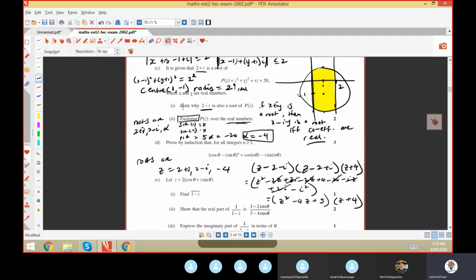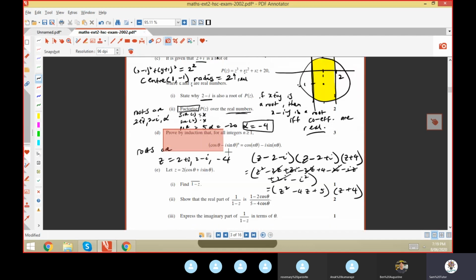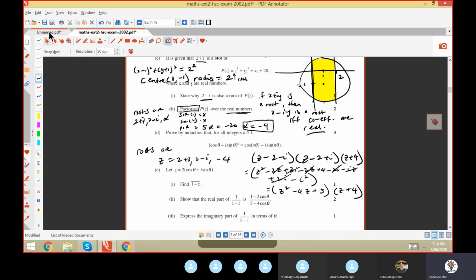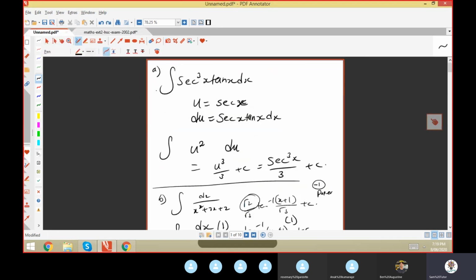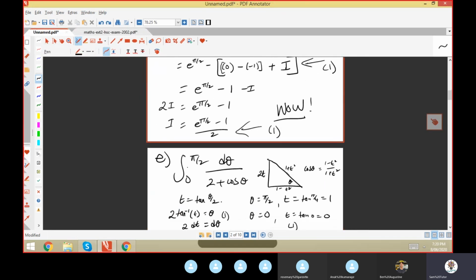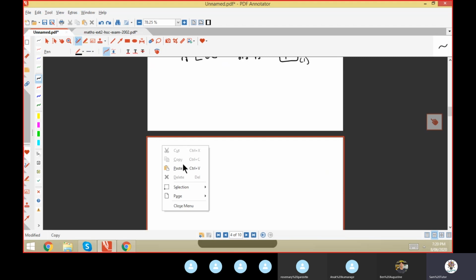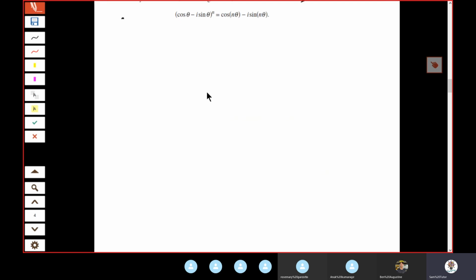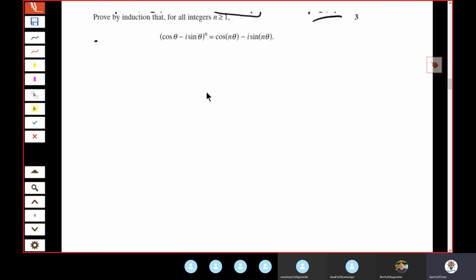So a bit of revision that we need to do, isn't there? Prove by induction. Let's try this one. We haven't done induction in a while, and we definitely haven't done induction with complex numbers, but you can't say that, because induction is just a proof. You can't say, oh, we've never done induction with complex numbers. It works the same way.